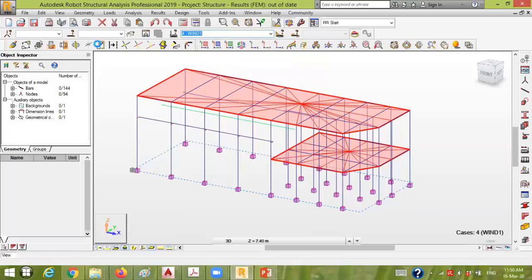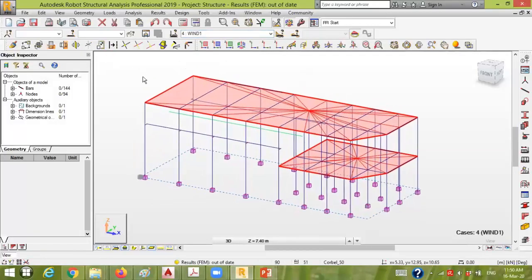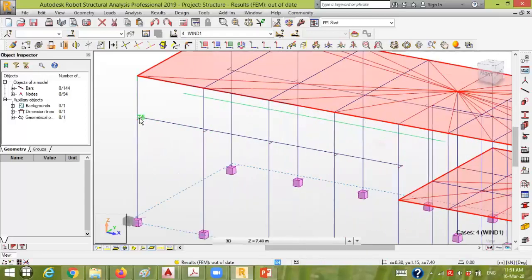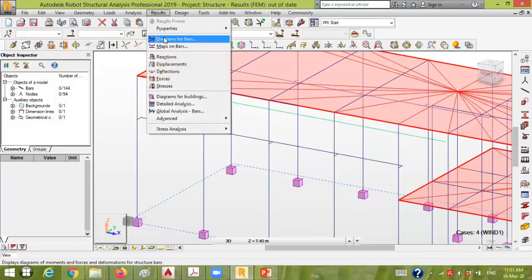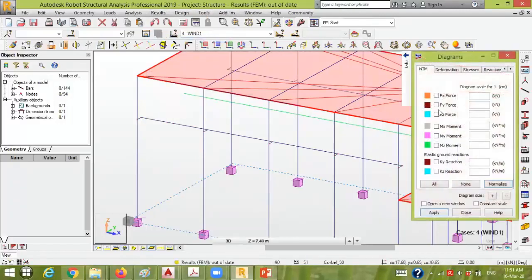I will save. Now I will start with the second task, which is the design. Simply, we have to design the columns as mentioned previously, the beams, the slabs, the corbel, and so on. To design, I will start with the simple element. To design the corbel, we need to know the shear force. We can show now the diagram for bars, FZ.